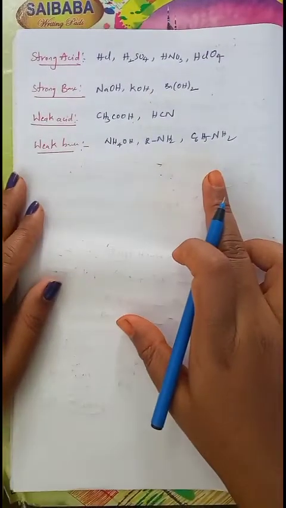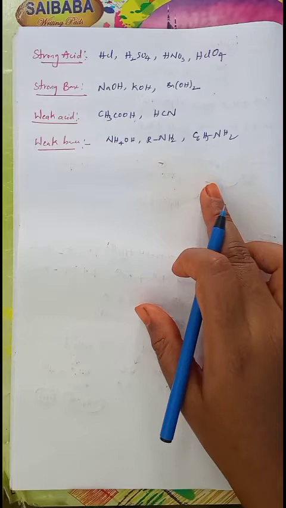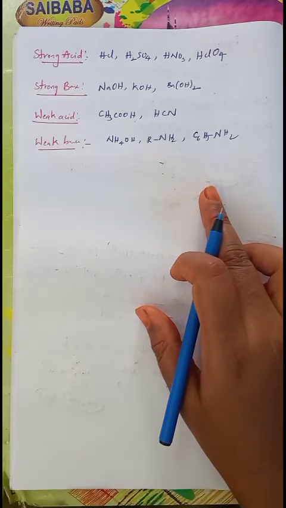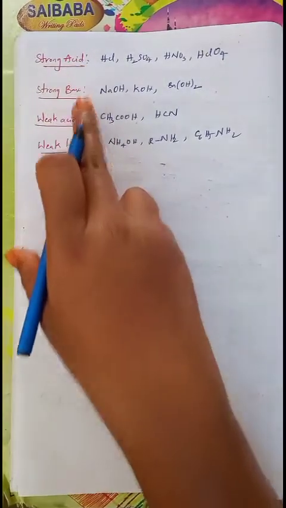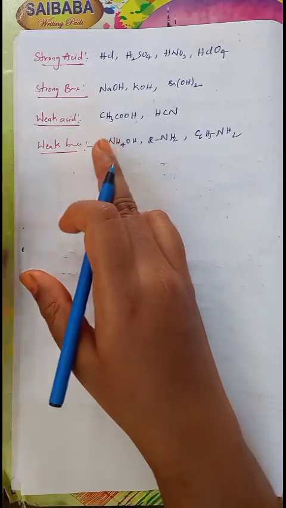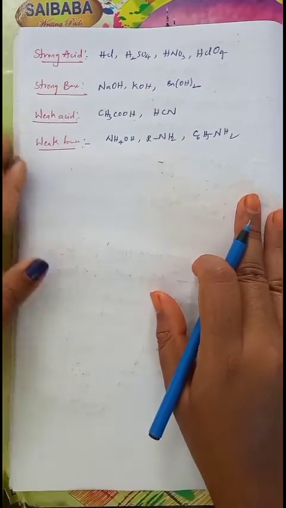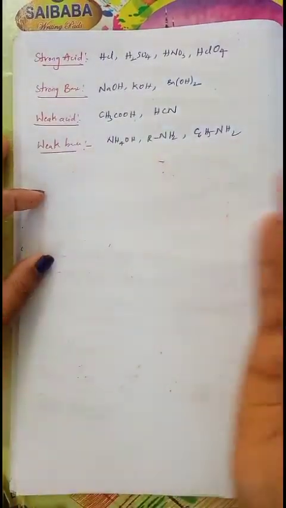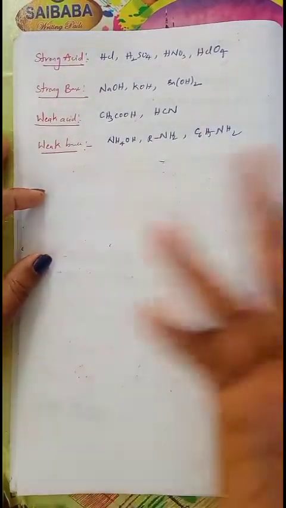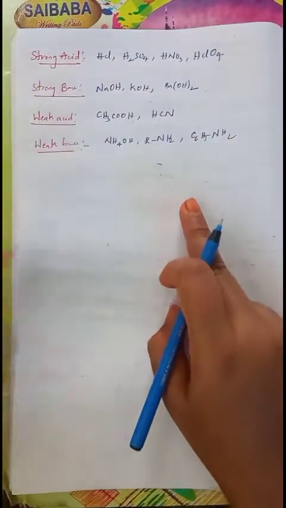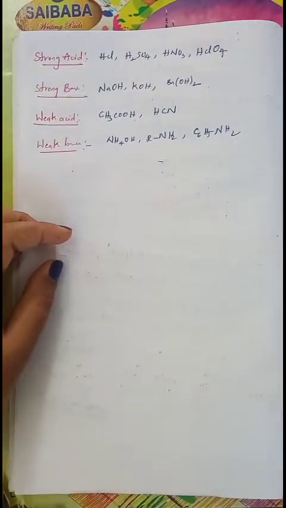So this is about the list which belongs to weak acids and which belongs to weak bases, strong acids and strong bases. If you remember this, it's very easy to find out whether the salt is obtained from a weak acid and weak base, strong acid and strong base, weak acid and strong base, or weak base and strong acid. Okay, remember this table. This is very important to find out which type of ions the salt is from.